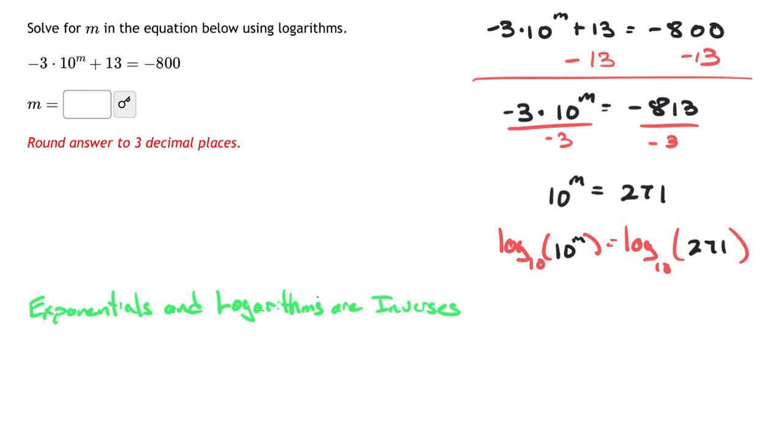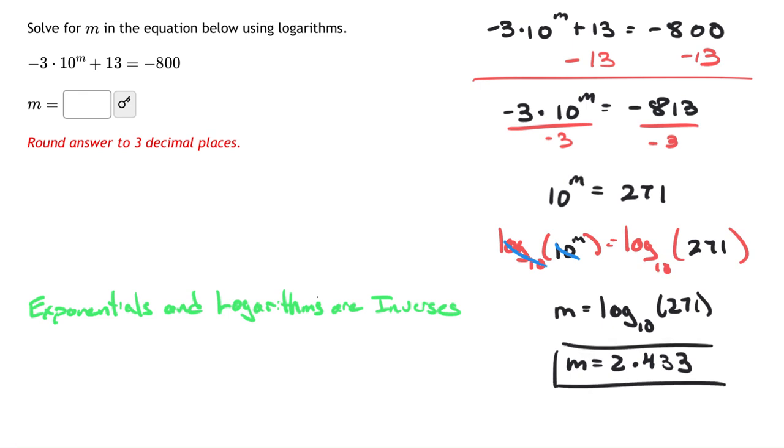And what happens, of course, is that these things undo each other. And so what you're left with is m equals the log base 10 of 271. On your calculator, if you wanted the decimal, as it asks for 3 decimal places, since it is base 10, you can just hit the log button on your graphing calculator screen. You don't need any other special buttons. And so it's 2.433, since you're asked to go out to 3 decimal places for this problem.